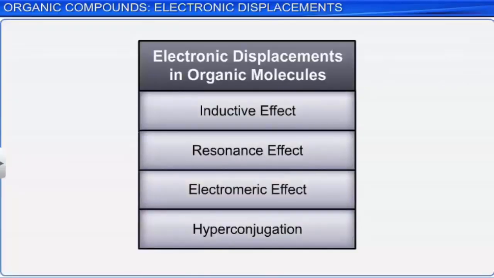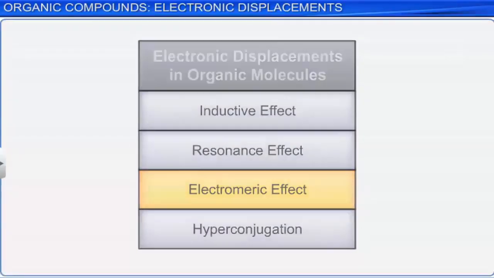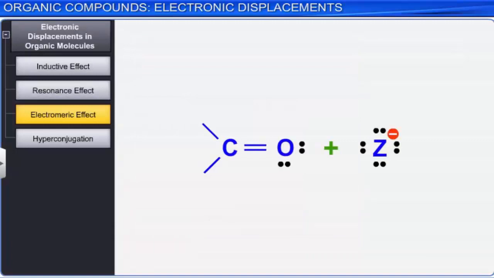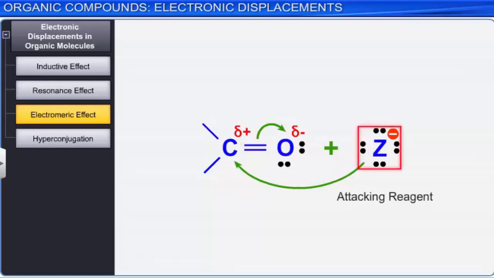Now, let us look at the electromeric effect. It is a temporary effect and observed only in organic compounds with multiple bonds in the presence of an attacking reagent. Electromeric effect may be defined as the complete transfer of the shared pair of pi electrons of multiple bonds to one of the atoms in the presence of an attacking reagent.